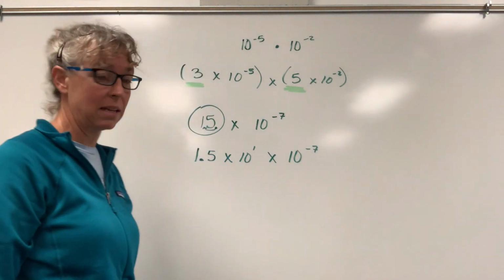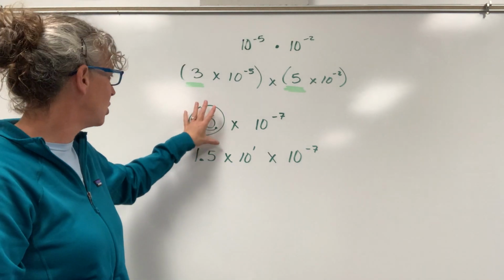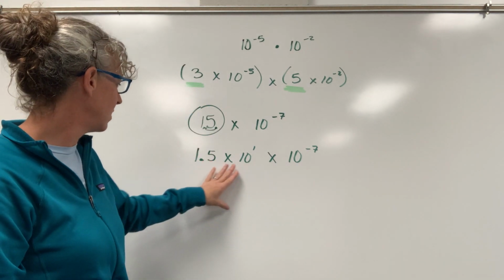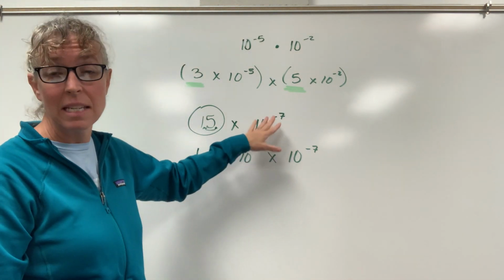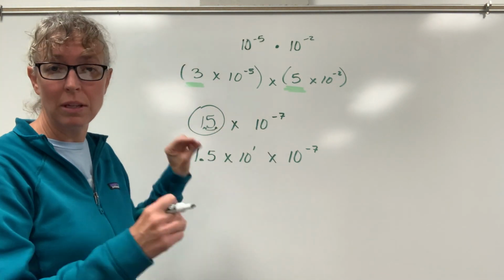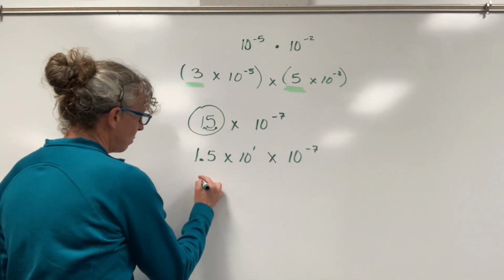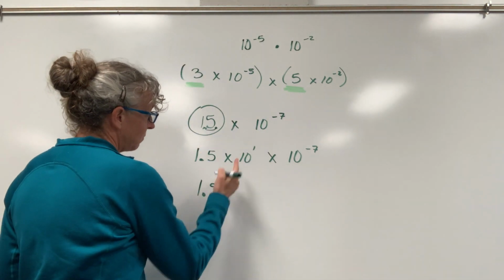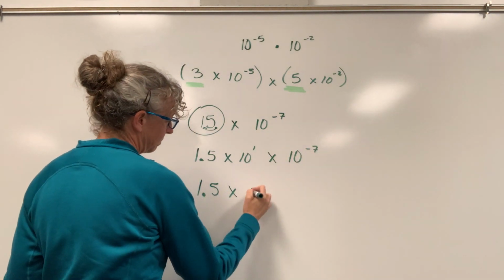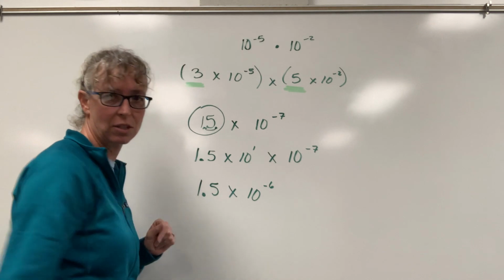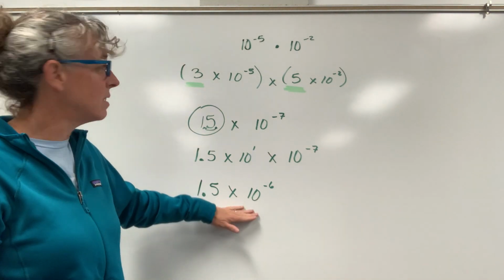So let me say that again. When my number is not in scientific notation, I need to change it into scientific notation, but then I still have to remember I have that 10 to the negative 7. And some of you will learn this process and you'll be able to shortcut it without having to write it all out. But we're going to write it all out. So my 1.5 is now correct. Now again, I'm going to add my exponents. What's a 1 minus a 7? A negative 6, right? So now I have written it correctly in scientific notation.